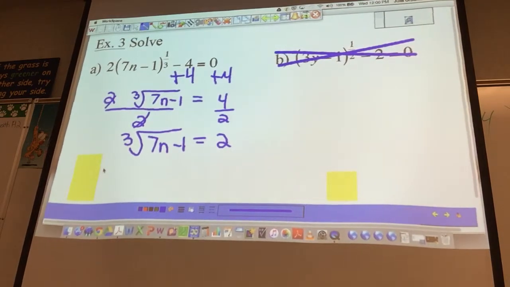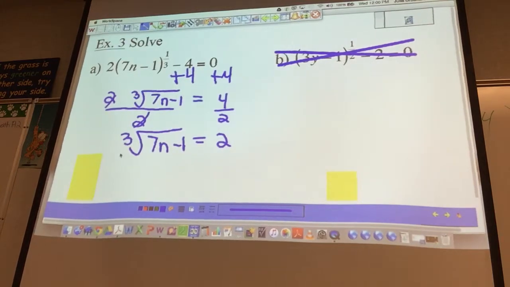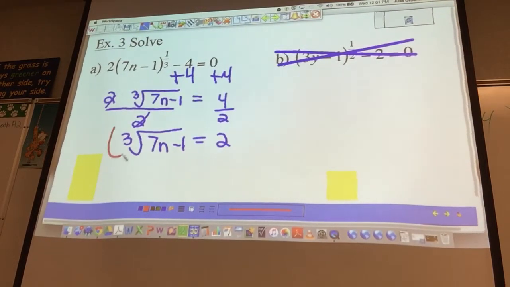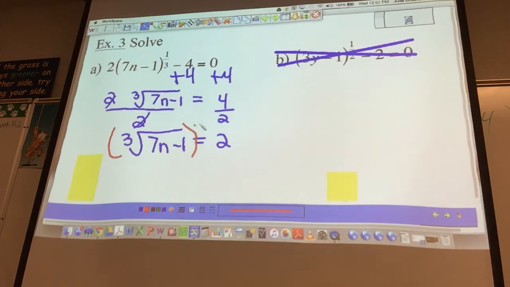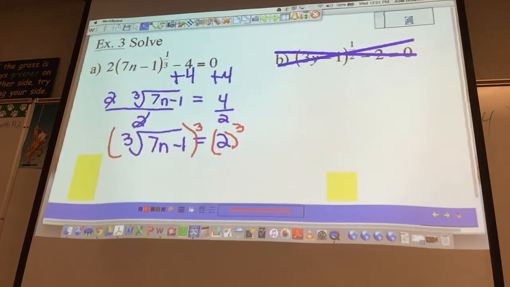Now here's the hard part, but look at it carefully. If you have a third root by itself, don't square it. What do you do? Cube. Good. You do the opposite of the root. So if this is a third root, you're going to cube both sides. Make that to the third and make this one to the third. Did you catch that? This is a third root. So don't square both sides.